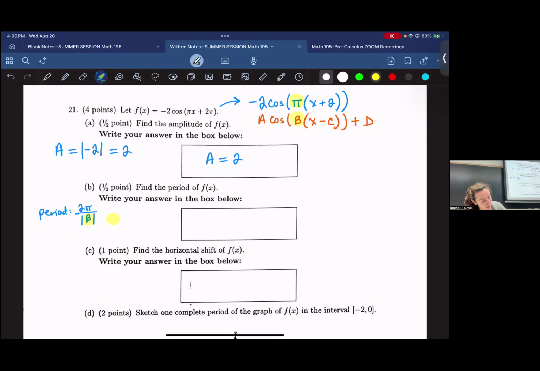Now that we know that, we can plug that in and find our period. The absolute value of pi is just pi. And so we end up getting 2 pi over pi, which is just 2. Now we want to find the horizontal phase shift, which, lucky for us, since we already factored everything out, we know our horizontal phase shift is 2 units to the left.